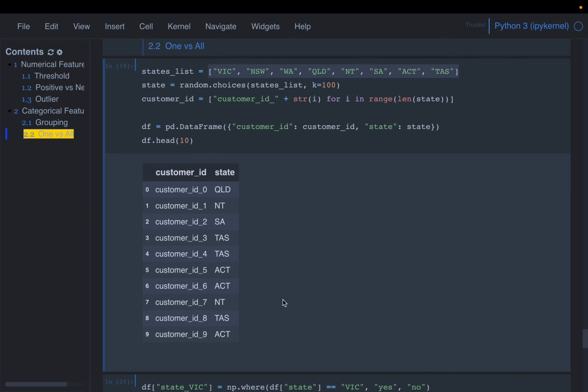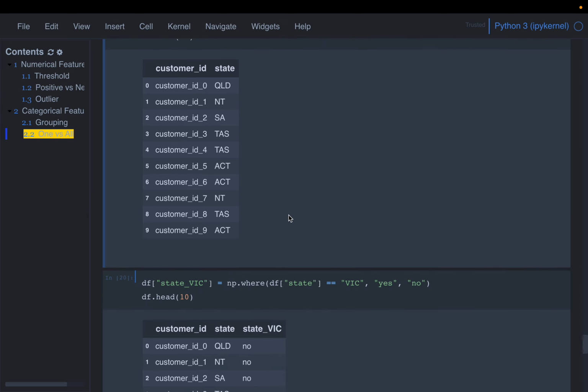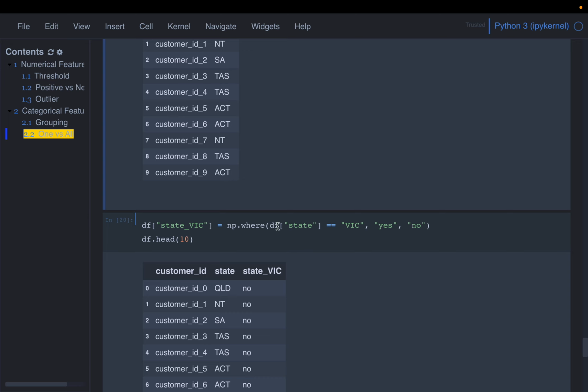Now, for whatever reason, maybe this product is manufactured in a state called Victoria, and the Victorians are more likely to buy this product, or maybe because of the weather conditions, etc., this product is more likely to sell within Victoria compared to the rest of the states. Okay, so in such a scenario also, we can transform all these categories into two categories, 1 versus all, right? So here what we are doing is, if the state is equal to Victoria, then it is yes, otherwise no.